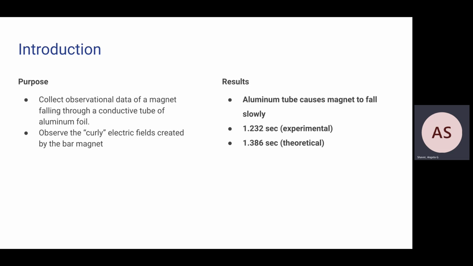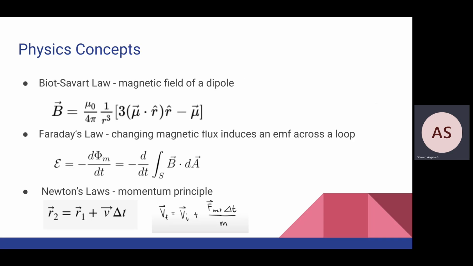The results from this experiment were that the aluminum tube causes the magnet to fall more slowly than without the tube. Specifically, it took 1.232 seconds experimentally, and then according to the model, it took 1.386 seconds.